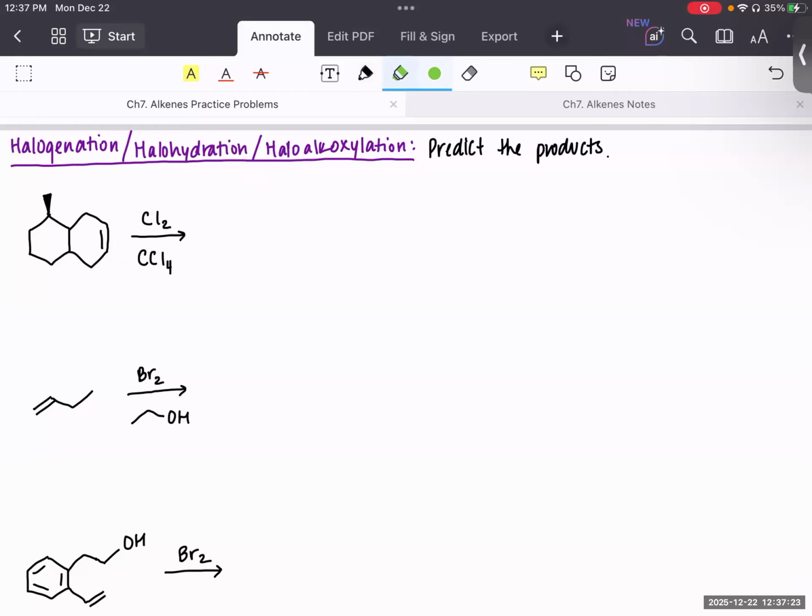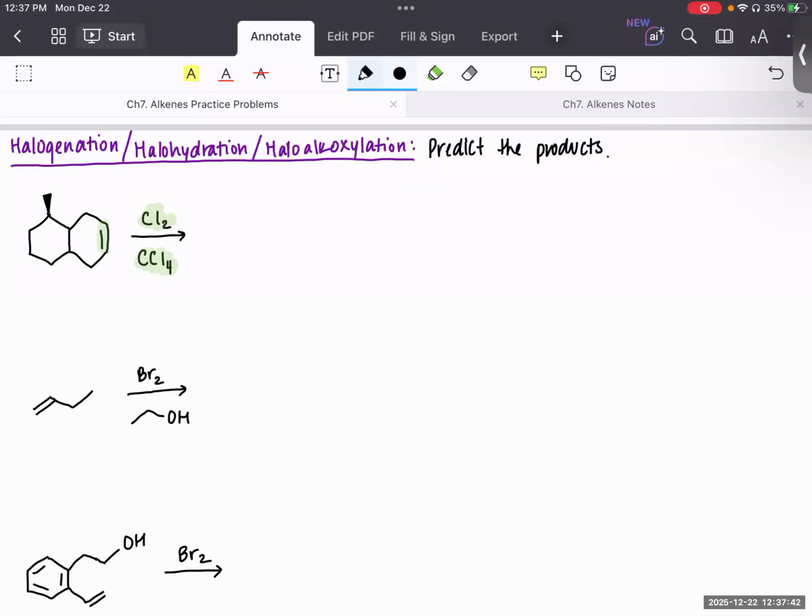All right, so for this first one, we first identify that we have a chlorine. And so we know that we're going to halogenate the alkene at some point here. Then our solvent here is CCl4, which is a non-nucleophilic solvent, so that's just acting as a solvent. It's not going to participate in the reaction at all.